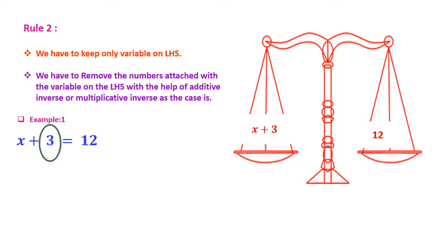What is the additive inverse of plus 3? It's minus 3. And what about the rule 1? Whatever we do in the left hand side, the same we have to do in the right hand side. So again, the same operation we are going to take in the right hand side. We are going to subtract 3. So what shall we get in right hand side? 12 minus 3. So whatever we did in the left hand side, the same operation we did in the right hand side.